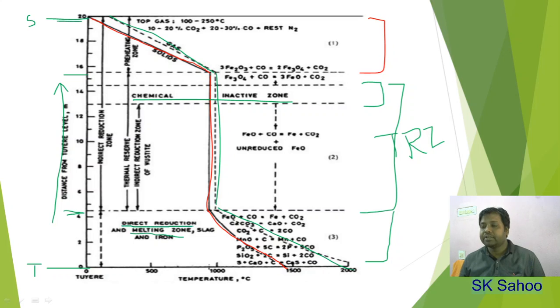Direct reduction means reduction where carbon is involved. Generally, we are talking about indirect reduction, that is reduction by carbon monoxide, but here the carbon is involved in the reactions. So this is called your direct reduction zone. Above that, the two zones are also called the indirect reduction zone, up to this, and this is your direct reduction zone. We have studied all this.